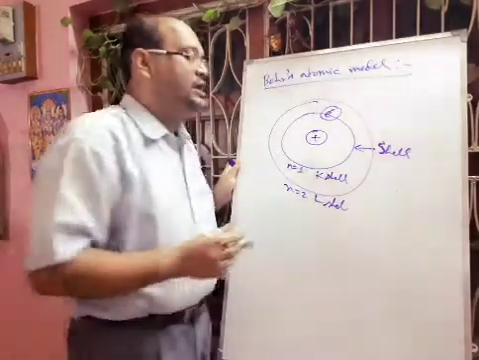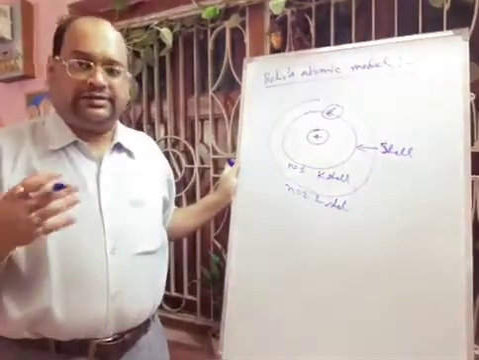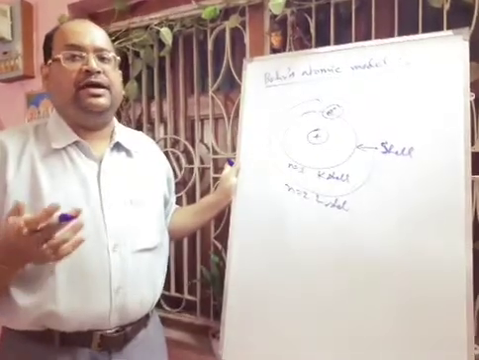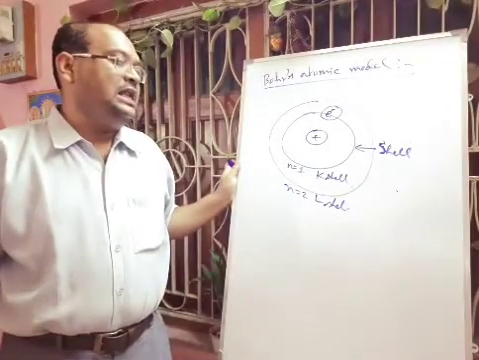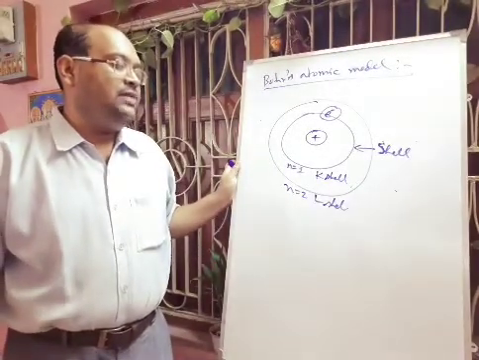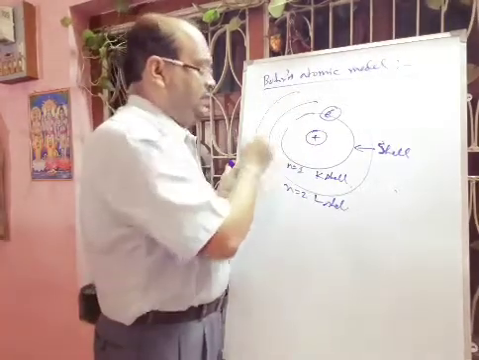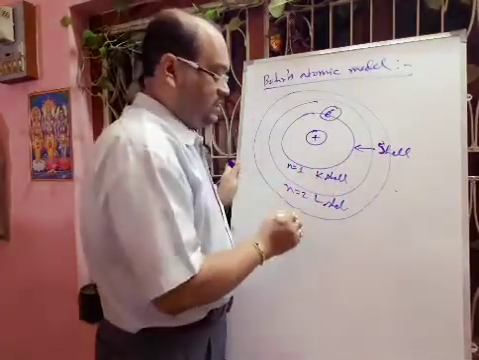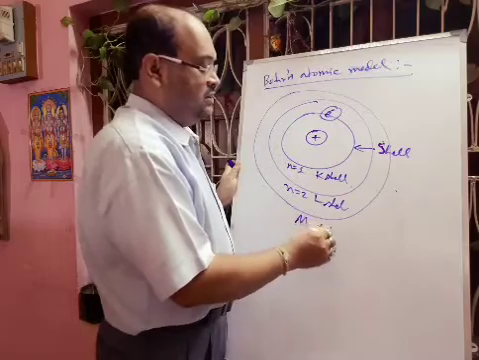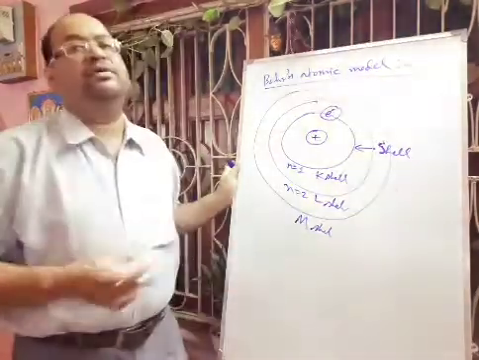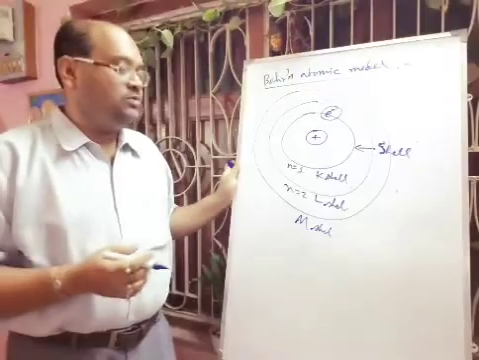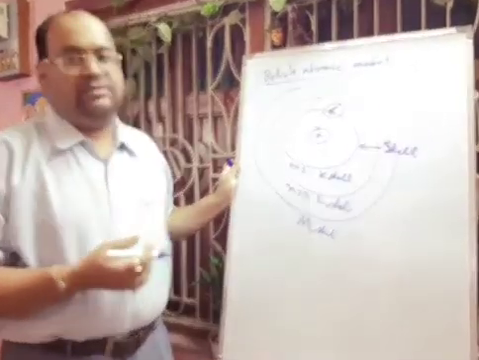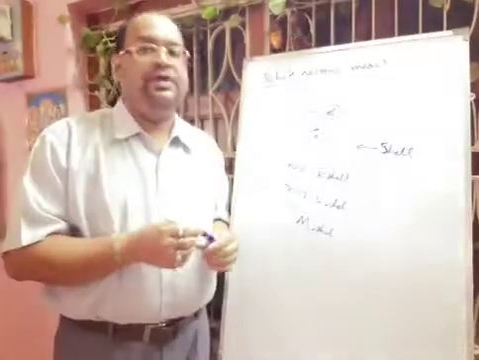So in this way we can represent the energy level or this cell as 1, 2, 3, 4, 5, 6, or we can write by letters like K, L, M, N. Next will be the M cell, then the N cell. In this way we have to remember and name the orbits. Hope you can understand.